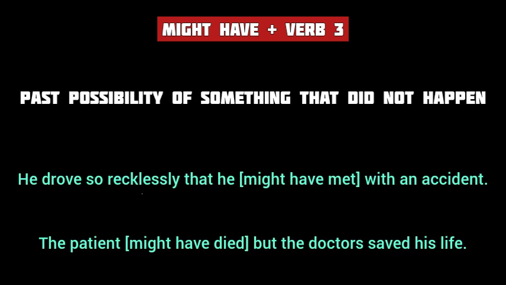The past modal might have also indicates the past possibility of something that didn't happen, which means there was a possibility of an activity but it did not happen. For example, he drove so rashly that he might have met with an accident. There was a possibility of an accident due to his rash driving, but there was no accident. The second example, the patient might have died, but the doctor saved him, shows that there was a possibility of the patient's death in the past, but he did not die.